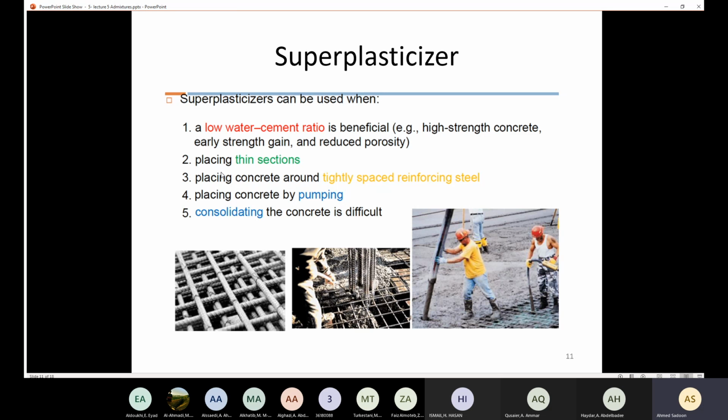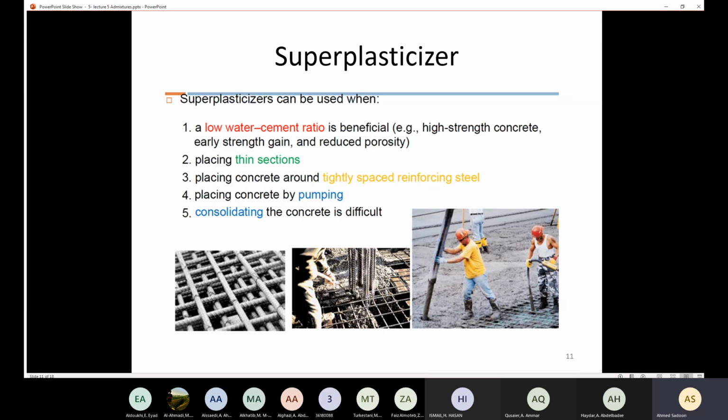Sometimes the thickness of the section is very small. For example, when the section is very thin, if you are going to cast the concrete, then that job is going to be difficult. But if you use superplasticizer, the concrete is going to be like liquid water, so it easily fills the gaps.